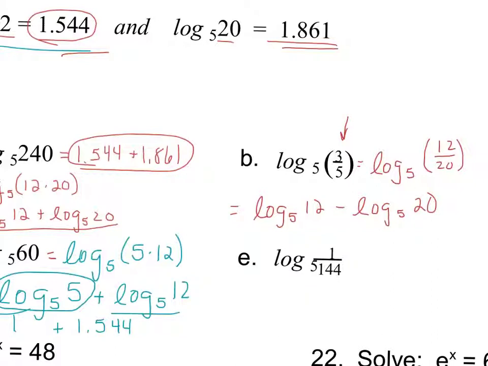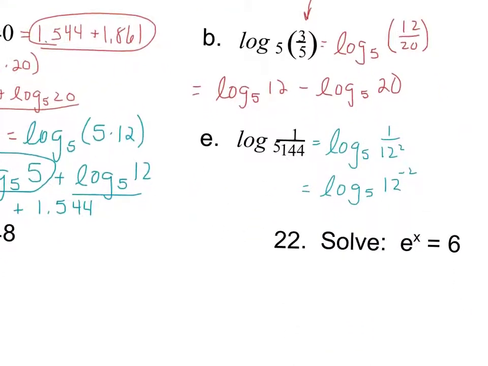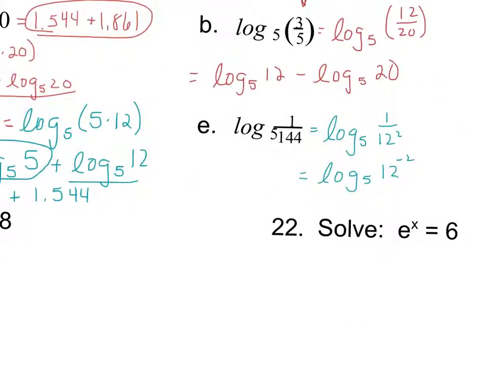Several ways to do this next one. I'm going to do it as follows. That's log base 5 of 1 over 12 squared. And that's log base 5 of 12 to the negative 2. The negative 2 now pops out front because it's an exponent. And so that's just negative 2 times whatever the log base 5 of 12 is. And that's a value we have up above in the given information.